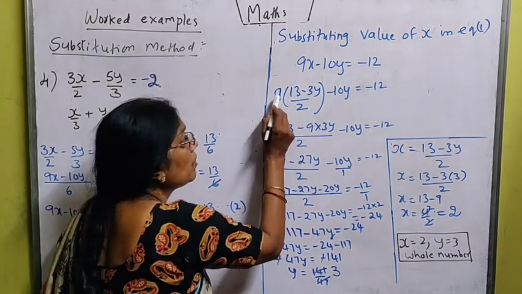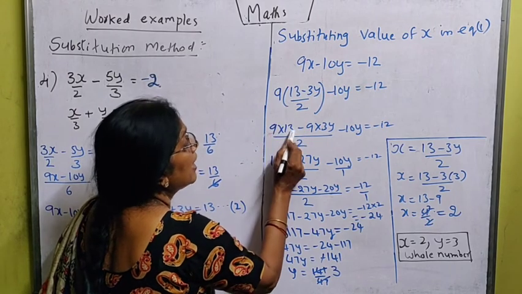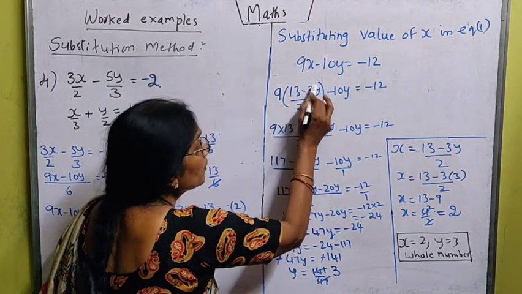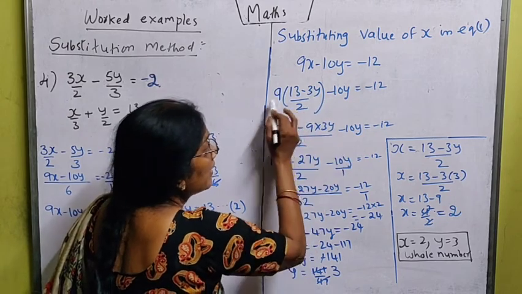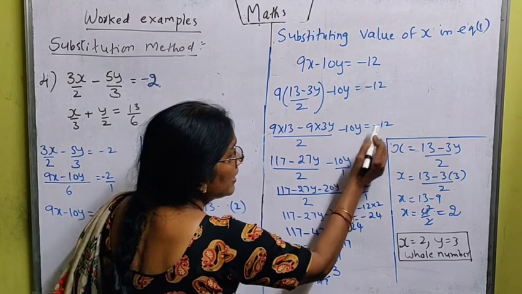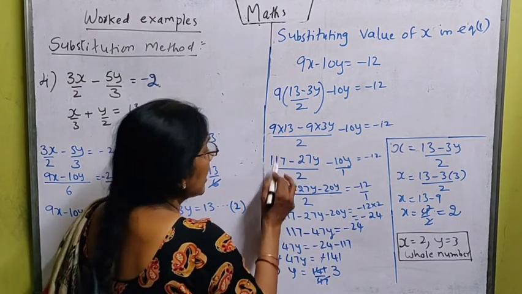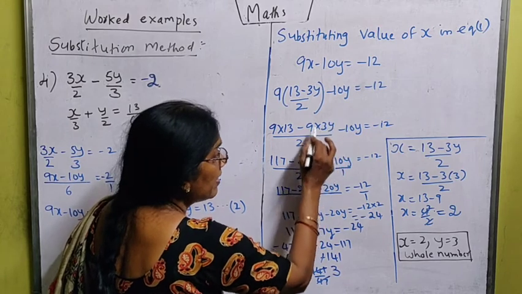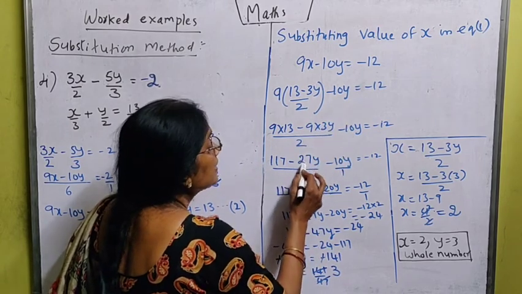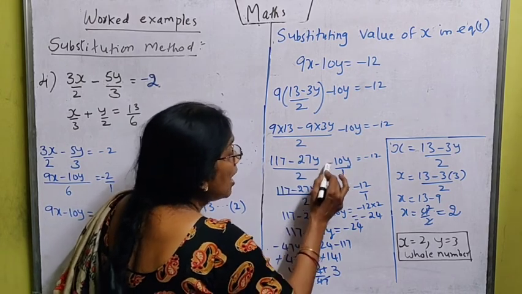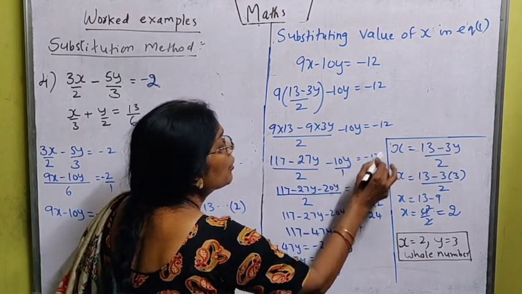So what are we going to do? 9 into 13, 9 into 13. What sign is there? Minus. 9 into 3y, 9 into 3y. The denominator will remain the same, divided by 2. Minus 10y is equal to minus 12. 13 9s are 117, minus 9 3s are 27. 9 into 3y is 27y, minus 27y whole divided by 2, minus 10y is equal to minus 12.